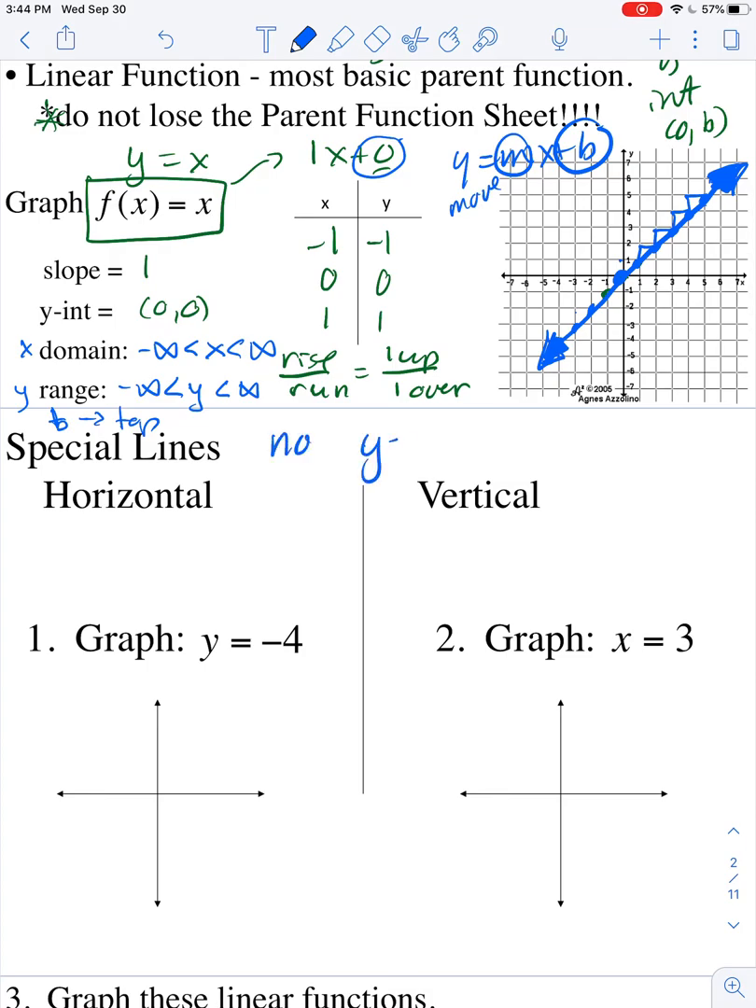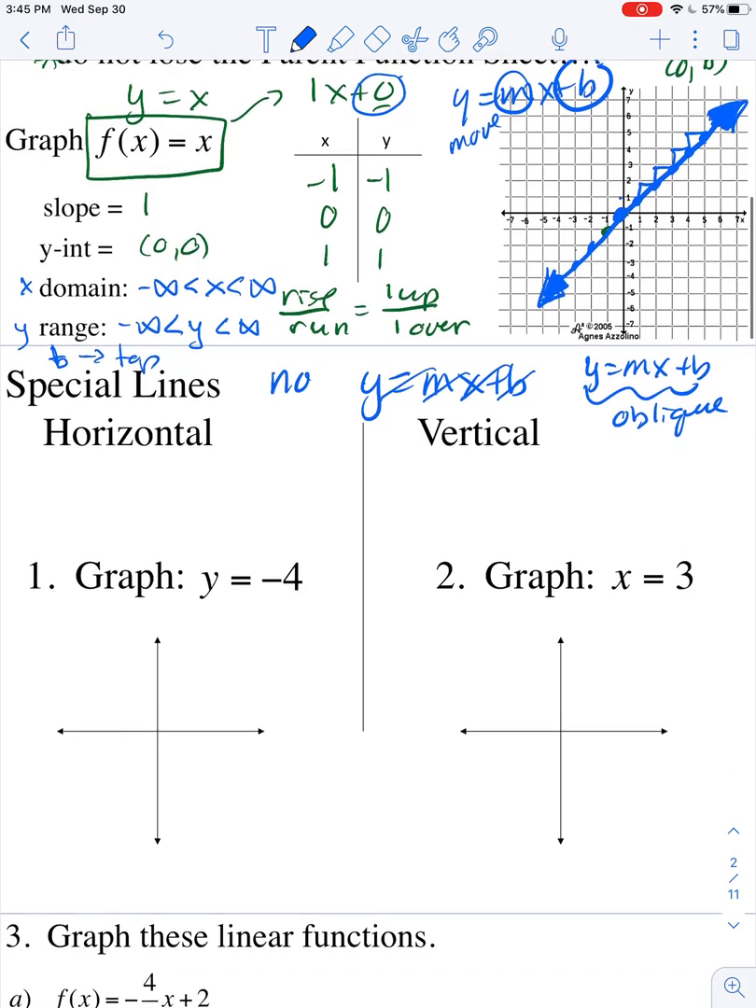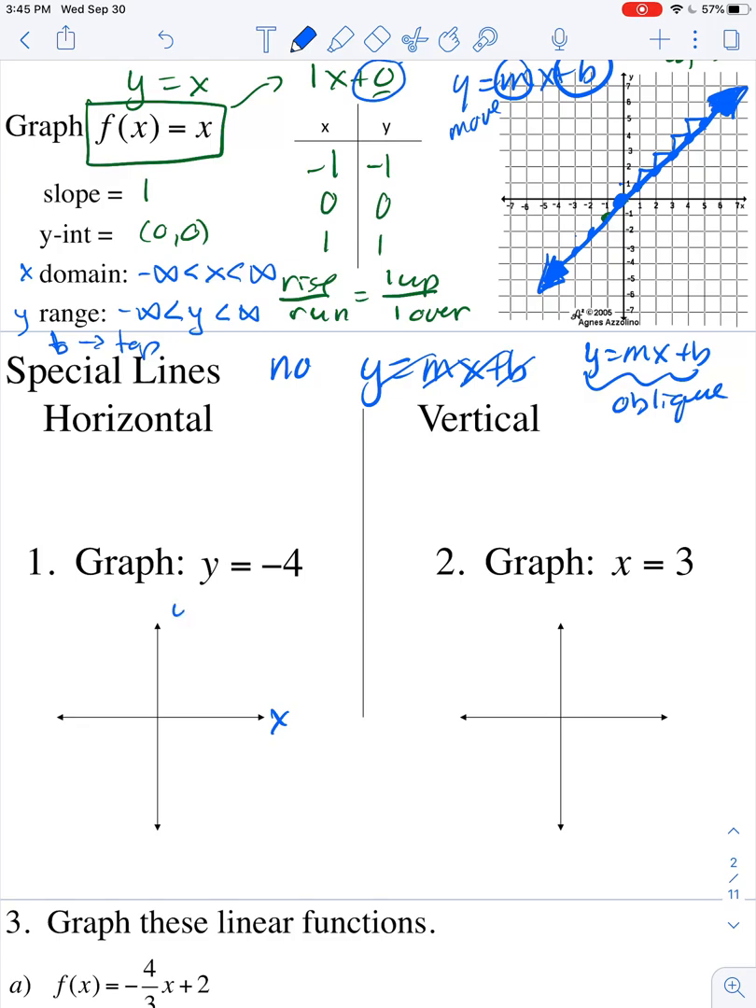So our special cases are the horizontal. Horizontal lines, there is no such thing as y equals mx plus b, and people try to fit it into that category, but you can't. They are special lines. They are kind of unique situations. I always think of it this way. The ones that show both x and y in the equation, that's going to be for the oblique lines that we talked about in yesterday's notes. Horizontal and vertical are not oblique.